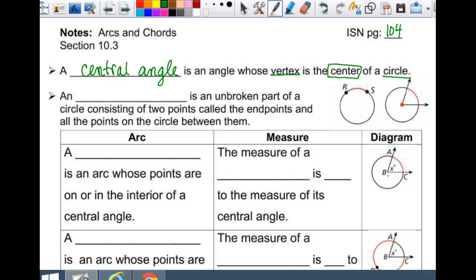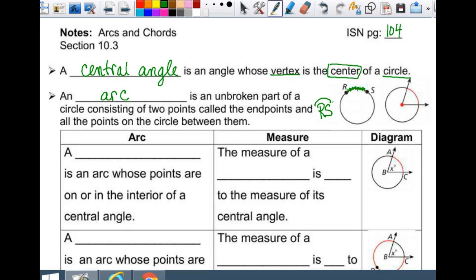Along with circles and the central angle, we have an arc. The word arc isn't a brand new word for you, but I'm not sure you've talked about arcs with circles. An arc is an unbroken part of a circle consisting of two points called the endpoints and all the points on the circle between them. An analogy is that an arc is to a circle like a line segment is to a line, just a part of it. So here's my circle, and from R to S, this right here would just be an arc. I think that should hopefully make sense. We name arcs by their endpoints, so this would be arc RS, capital letters, with the arc symbol over it.